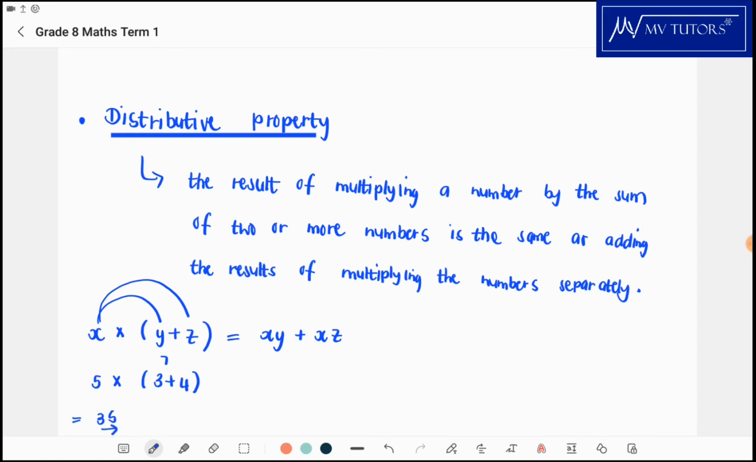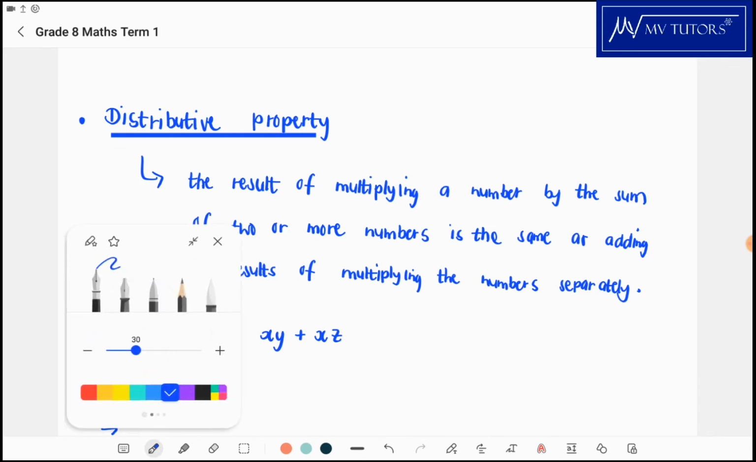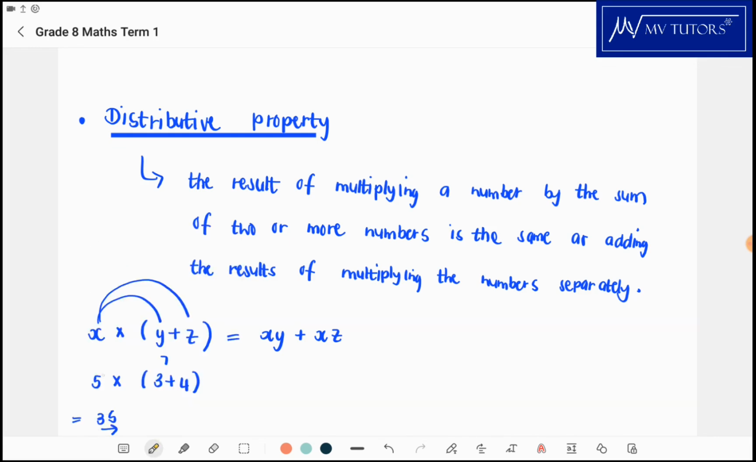All right, will it be the same if I then take 5? Let me use a different colored pen. 5 times 3. Okay, so here I have 5 times 3. Or let me just use the multiplication sign. 5 times 3 plus 5 times 4. So 5 times 3 is 15. And 5 times 4 is 20. 15 plus 20 is 35.